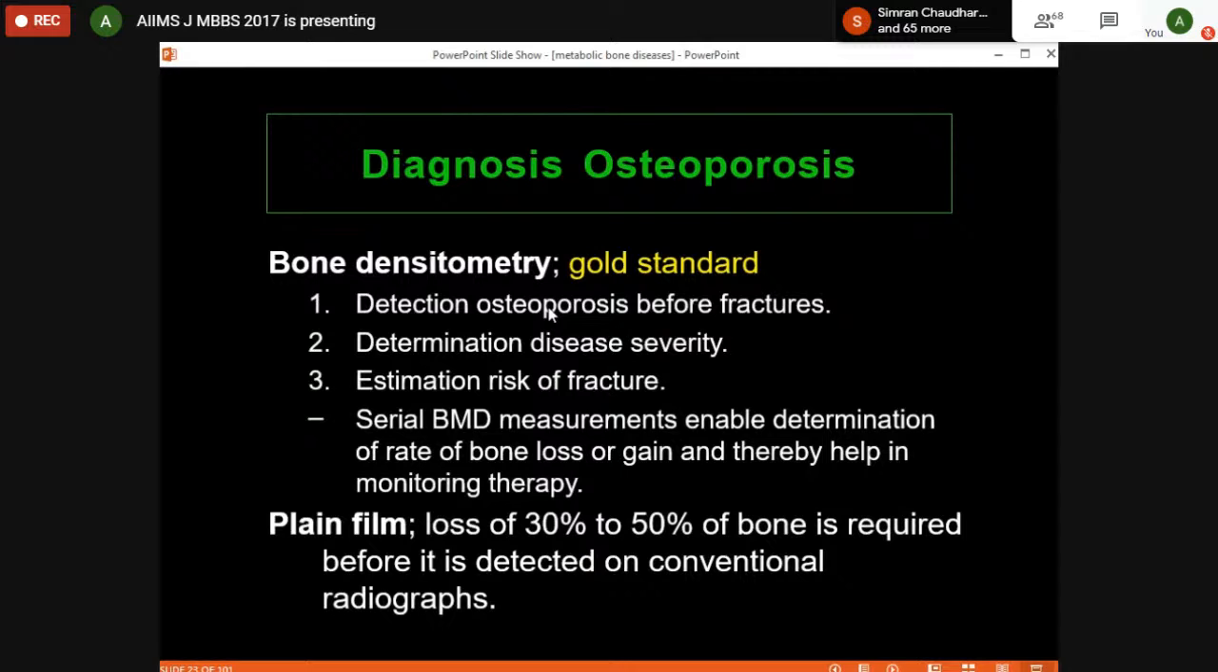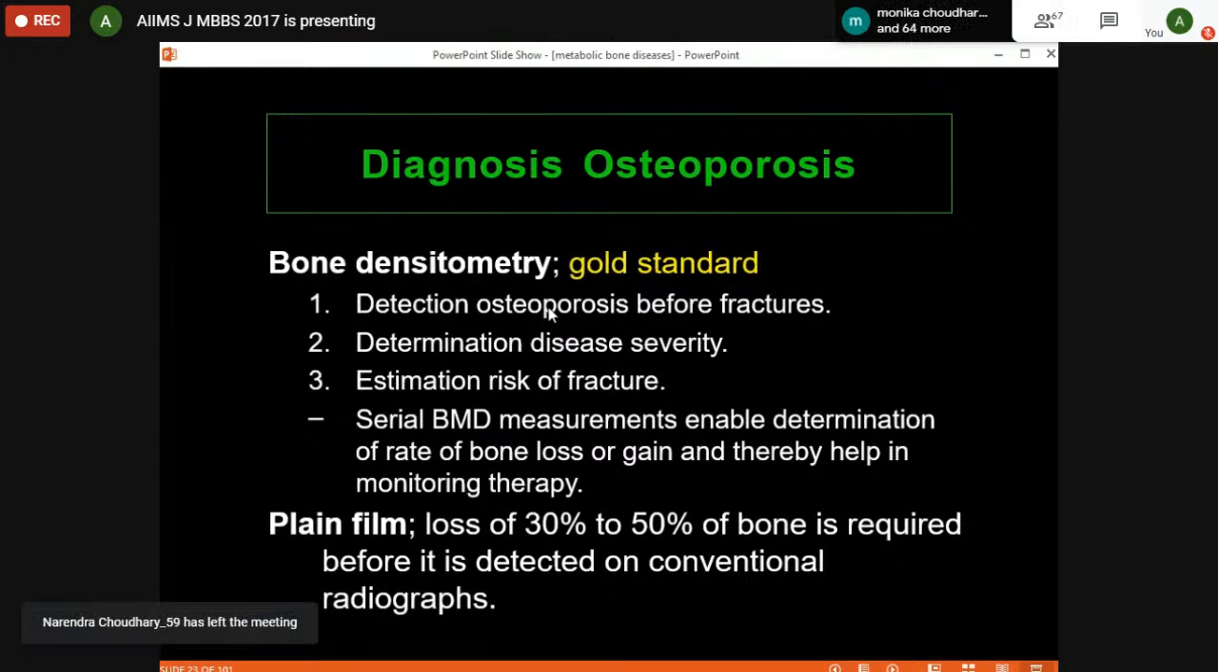So what are the diagnostic modalities? First is bone densitometry. This is called the gold standard. It can detect osteoporosis before fractures, it can determine severity, and it can estimate the risk of fracture as well. Serial BMD measurements enable determination of the rate of bone loss or gain, and help in monitoring therapy.